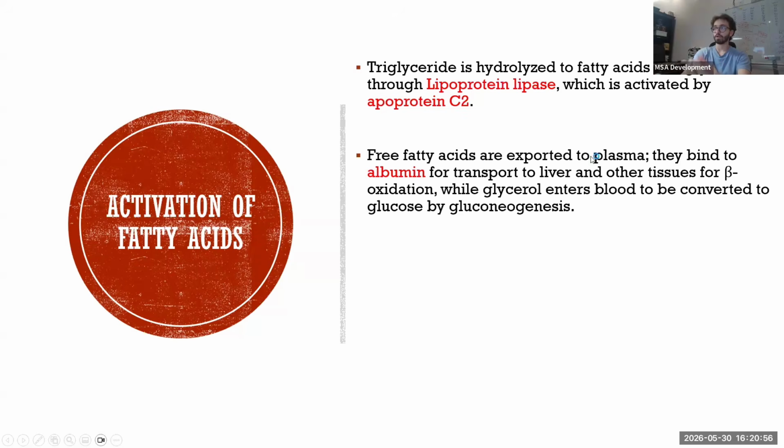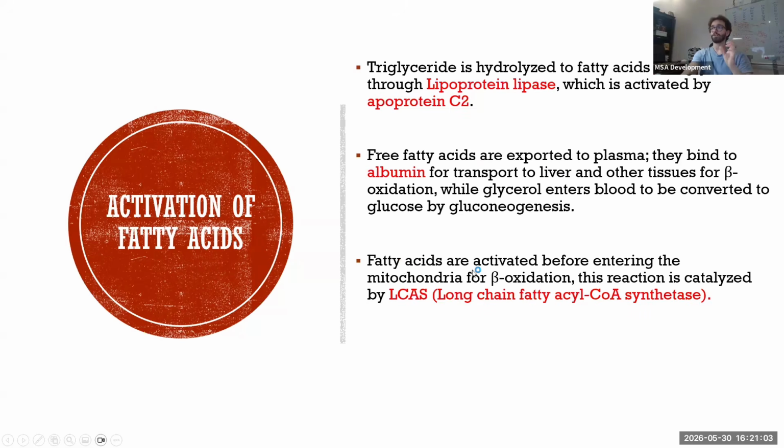How? By albumin, to the cytoplasm of the liver. And then it will make it to the cytoplasm. Fatty acids are then activated. We said before you enter the mitochondria, you have to be activated. How are they activated? By long-chain fatty acid CoA synthetase, which is LCAS.